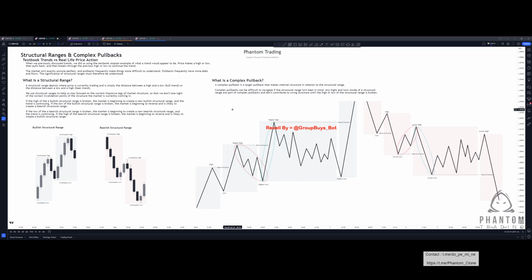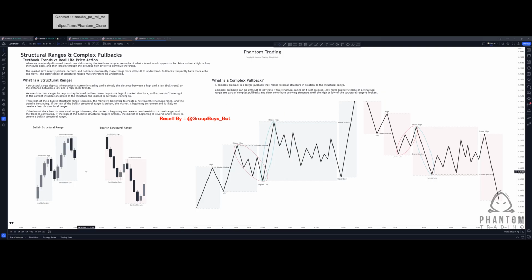Pullbacks frequently have more ebbs and flows to them than just a simple singular pullback. The significance of structural ranges must therefore be understood a little bit further. So, first off, what is a structural range? A structural range depicts where price is currently trading and is simply the distance between the high and a low in a bull trend, or the distance between a low and a high in a bear trend.